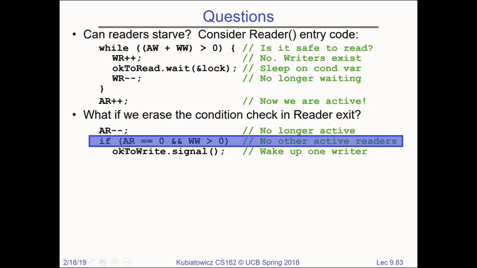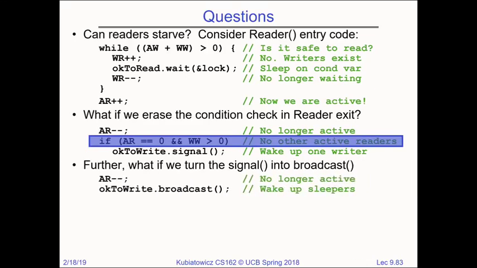But my question is, if you erased this code and just had OK to write.signal, would the database be violated? Yeah, go ahead. Okay, great. No, this is perfectly fine because when you wake a writer up, it checks its condition and goes back to sleep if the conditions are wrong. So what we get out of Mesa scheduling is not just that it's easier for the operating system, but you can be sloppy about the wake-up signals because you always recheck your condition.